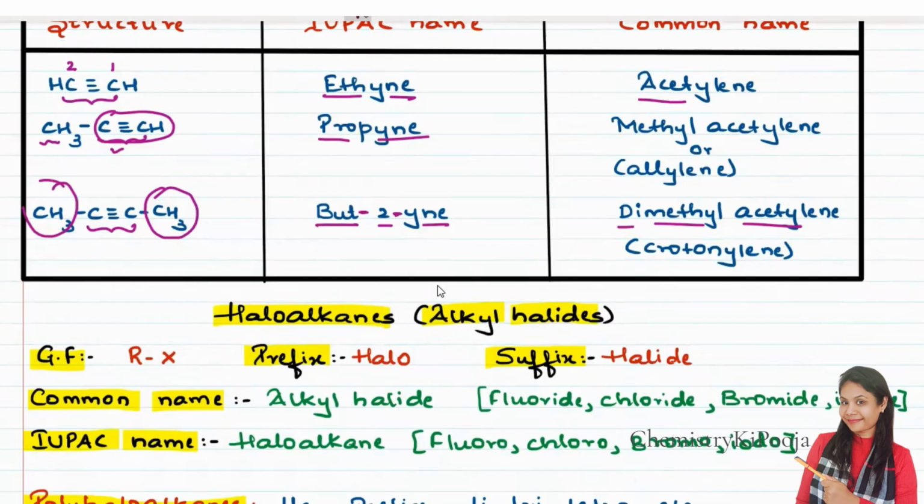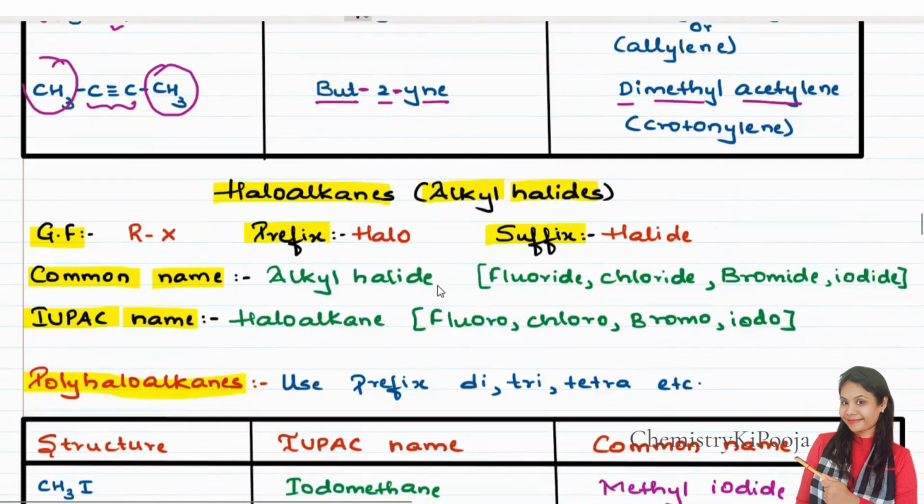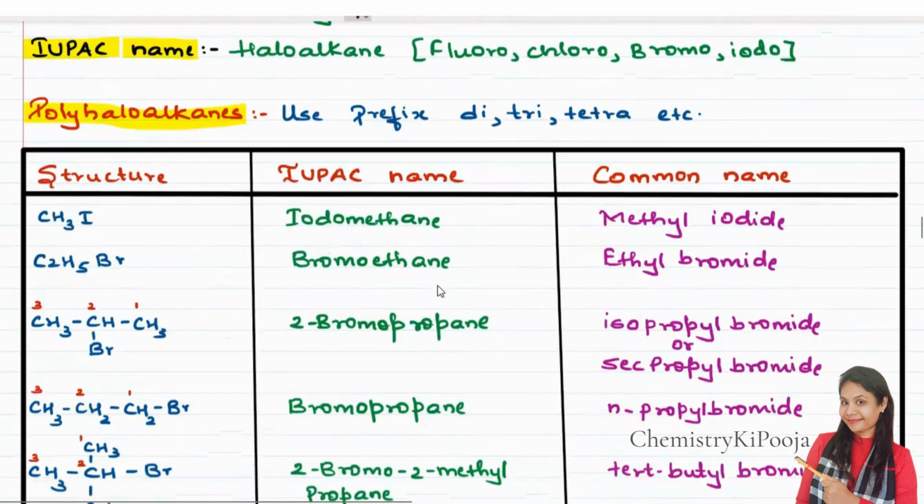So in this entire lecture, we have studied the nomenclature of unsaturated hydrocarbons, that is alkene and alkyne. In the next lecture, I am going to proceed with the next topic, that is nomenclature of haloalkanes, wherein I will be discussing everything about haloalkanes, and then we are going to solve many questions based on the same topic.